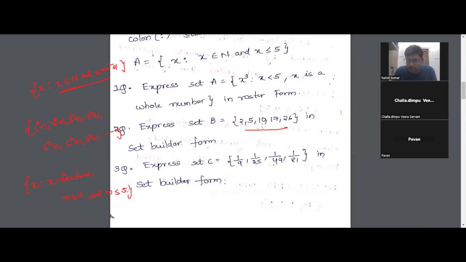Got it? Yes, Dimpu, did you get it? Yes, sir. Okay, this is a good question. Okay. All right. Now let's move to the third question. What about the third question? What is its answer?